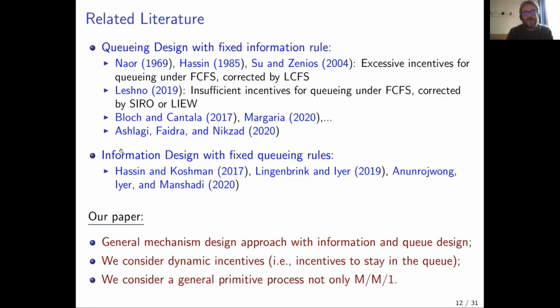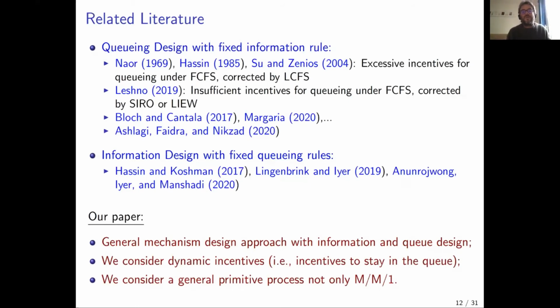And you have other papers that do the other exercise, meaning that they fix the queuing rule to first come, first served, and then try to do some information design. I listed some papers who do this. The basic point is that we are trying to handle both, allowing the designer to have both instruments simultaneously, meaning the queuing rule and the information rule. And by doing this, we end up with an optimal solution, which is fairly simple.